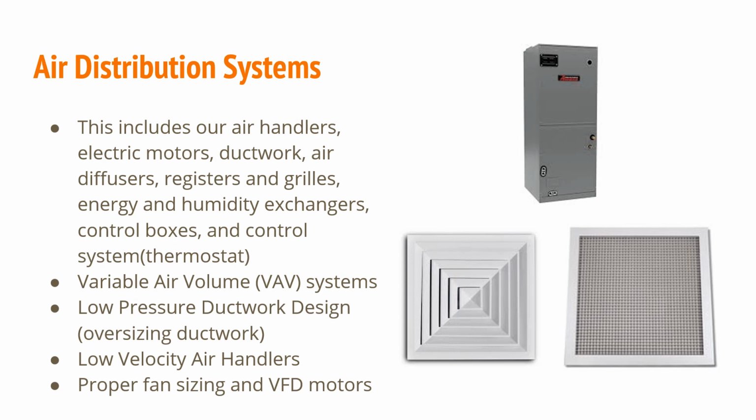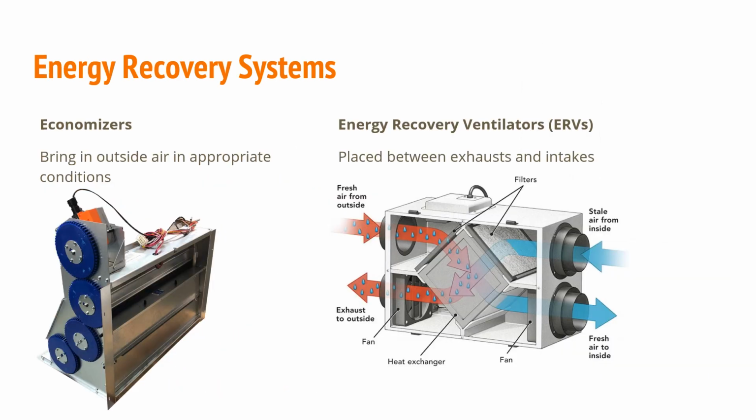And the ways we can optimize that are through variable air volume systems, low pressure ductwork design, that is oversizing the ductwork, and then decreasing the velocity of our air handlers and properly sizing the VFD motors just so that we are reducing the amount of stress and the power that is needed for those air distribution systems to effectively function.